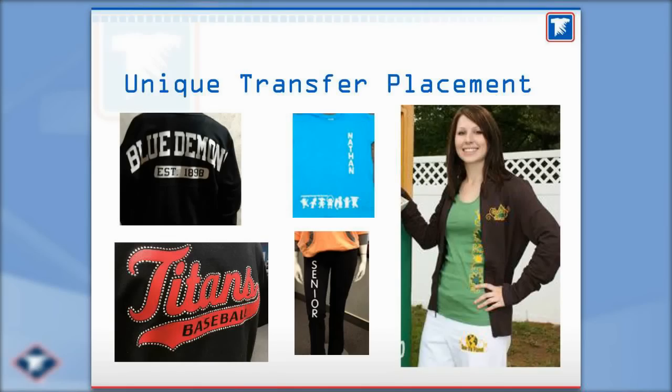All right, so let's talk about some unique transfer placements. There's a couple different ideas here to talk about, and I want to point out some ideas. Now, some of these are not necessarily new. Some of these you've probably seen before.